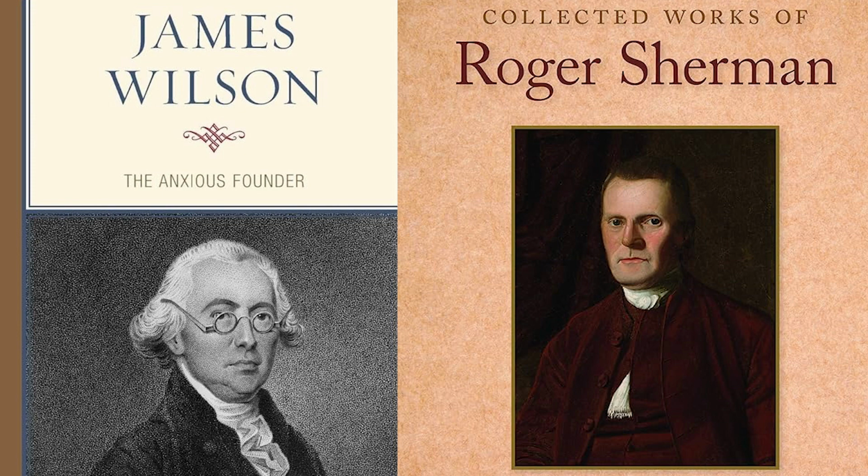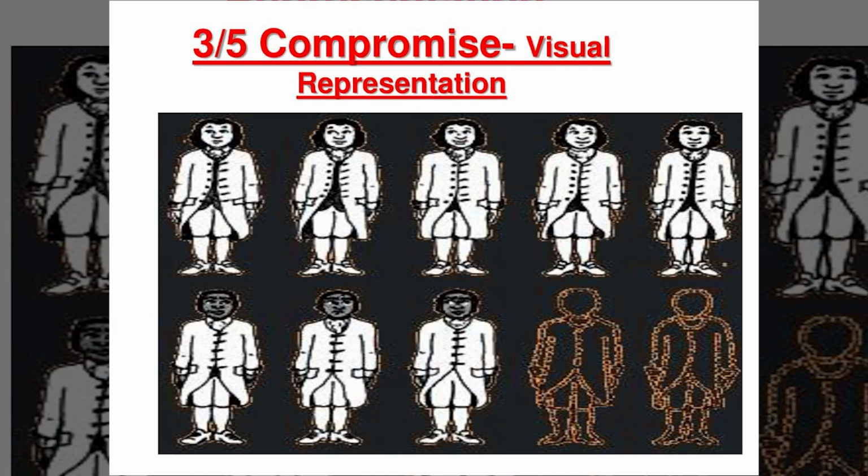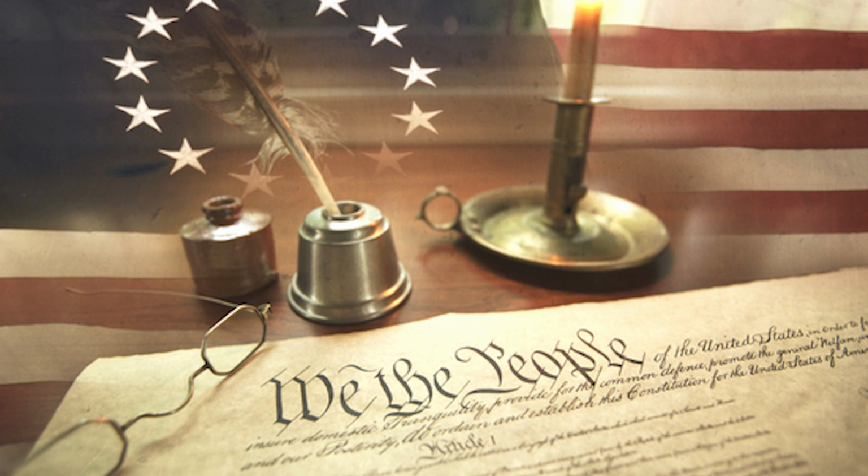The Three-Fifths Compromise and the Constitution. First introduced by James Wilson and Roger Sherman on June 11, 1787, the Three-Fifths Compromise counted enslaved people as three-fifths of a person. This agreement meant that the Southern states got more electoral votes than if the enslaved population hadn't been counted at all, but fewer votes than if enslaved populations had been fully counted.